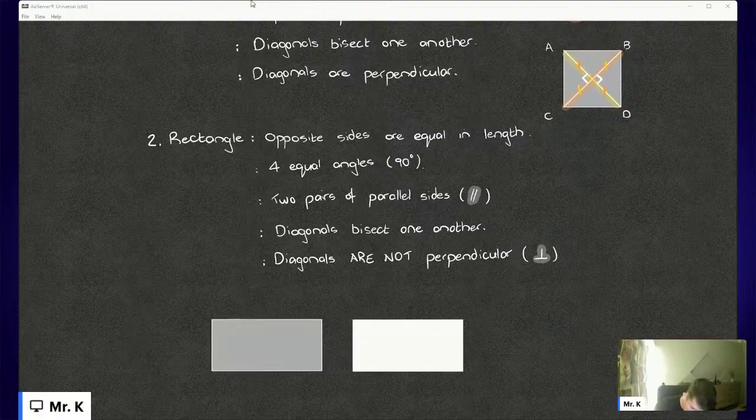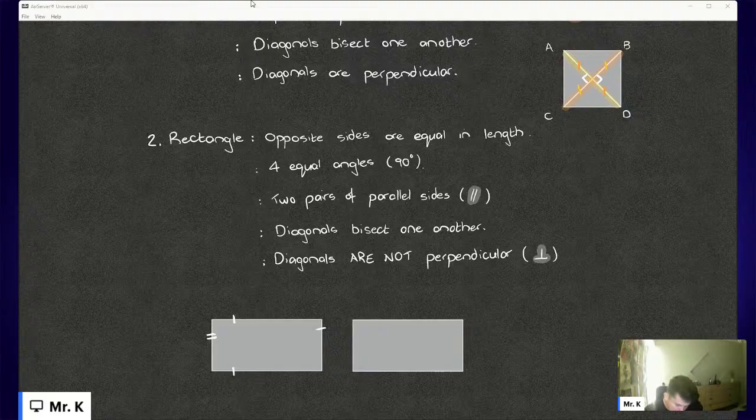If I look at these rectangles, I know that opposite sides are equal in length, so I may mark the top and the bottom as equal in length, and the left and the right-hand side as equal in length. The reason why we use two lines on the left and the right is because if I put one line on all four sides, that would be telling me that I have a square, which is not true, right? We know that opposite sides are parallel. So the top is parallel to the bottom.